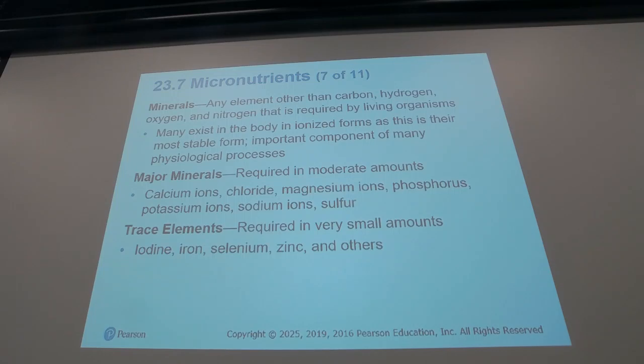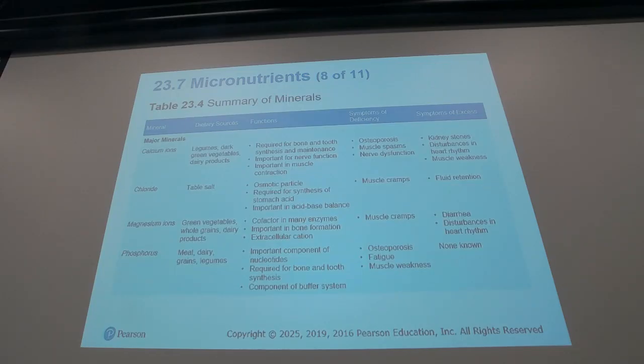Iron, we don't need it in great amounts because huge amounts of iron can damage our liver. So those are trace elements. And here is where they are found, like chloride. It is found in table salt.